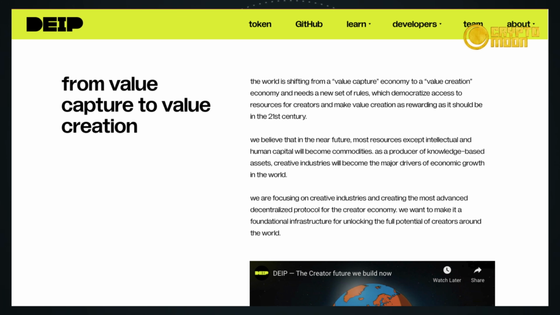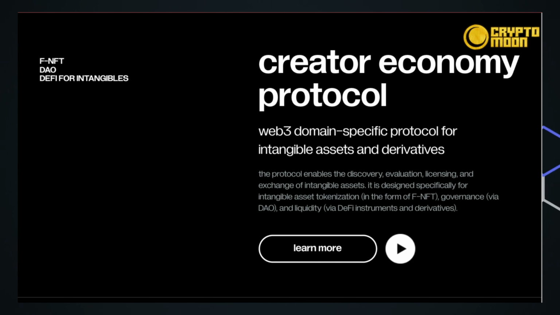They are focusing on creative industries and creating the most advanced decentralized protocol for the creator economy. They want to make it a foundational infrastructure for unlocking the full potential of creators around the world. The protocol enables the discovery, evaluation, licensing, and exchange of intangible assets. It is designed specifically for intangible asset tokenization, governance, and liquidity.